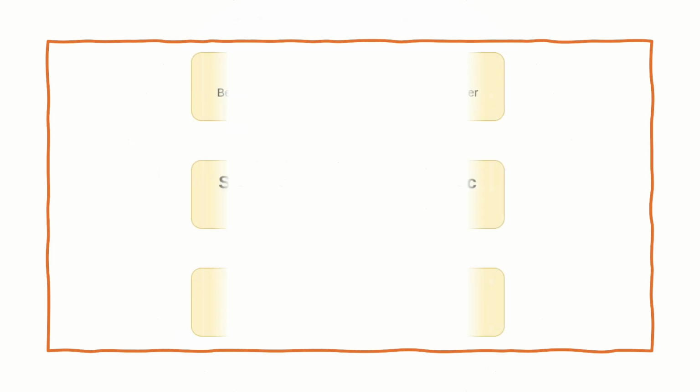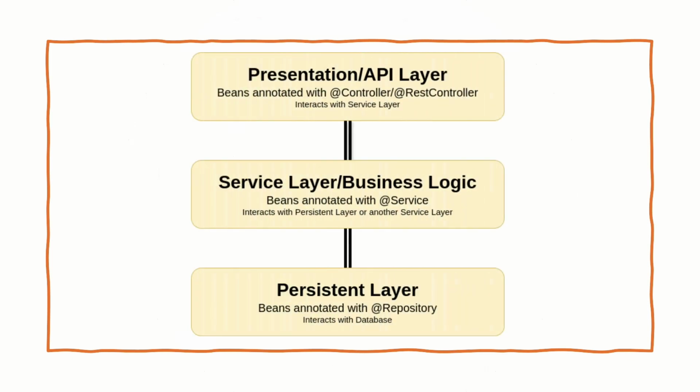This image depicts the three-layer architecture typically used in Spring Boot applications, separating concerns into distinct layers to promote a clean, maintainable, and scalable codebase. Let's start at the top with the presentation/API layer. This is where the action begins. Here, you'll find beans annotated with @Controller or @RestController. Think of these annotations as your gatekeepers, managing HTTP requests from clients. @Controller is used when you want to whip up and serve web pages, while @RestController is your go-to for creating APIs that talk directly with clients in the language of data, usually JSON or XML.